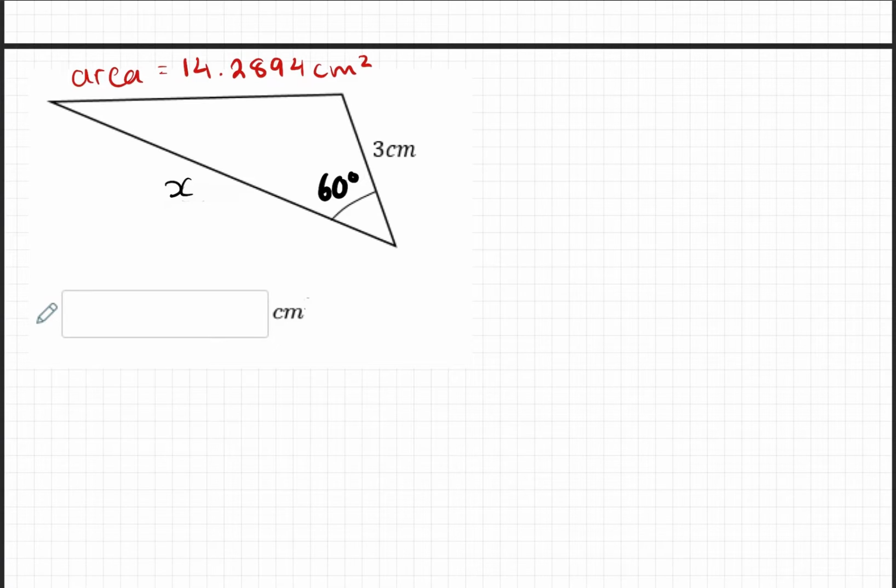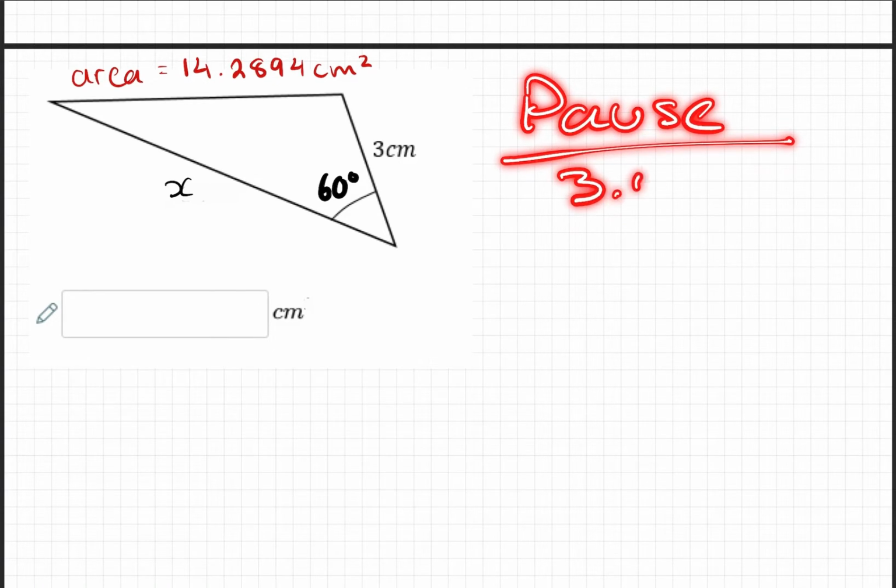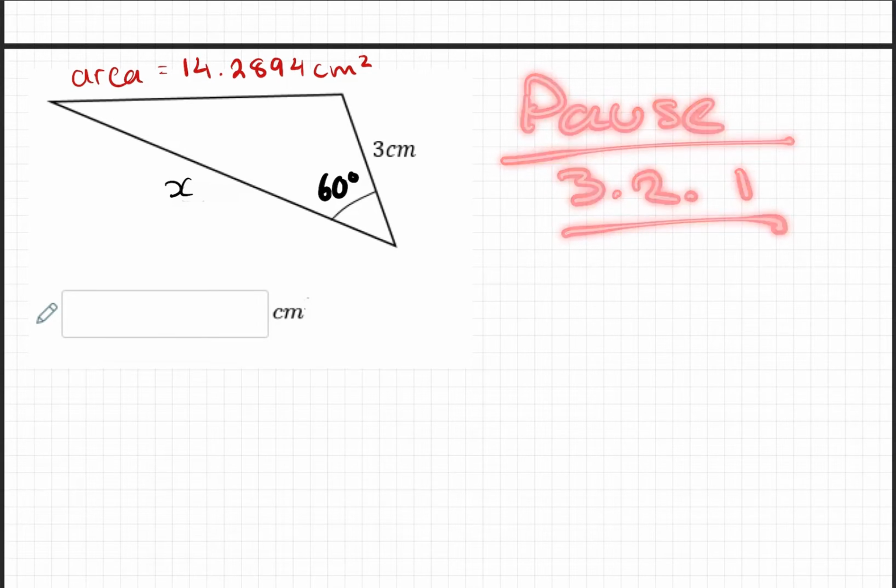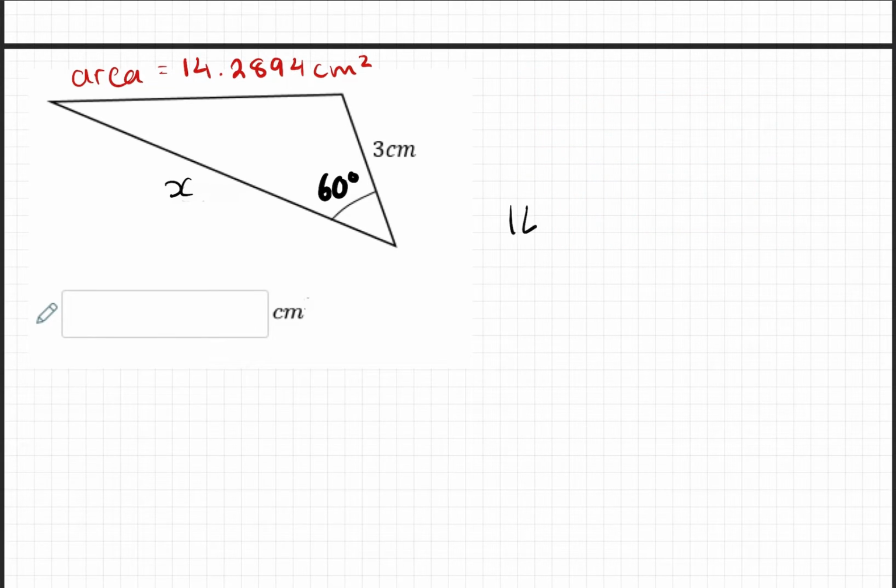I'm just going to give you some hints. You can pause it here, actually. Pause here. Have a go. And I'm just going to give you the answer in 3, 2, 1. So 14.2894 equals half times A times B, or times sine C. I ran out of space there.